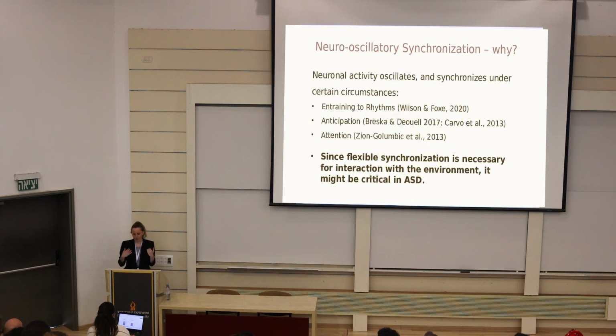We measure synchronization of neurooscillations. We all know that the neuronal activity fluctuates all the time, so it moves between up and down states. And it becomes more or less synchronous under different circumstances. For example, when we entrain to external rhythms in the environment, when we anticipate events in the environment, and when we attend to events in the environment, the neurooscillations become more in synchrony.